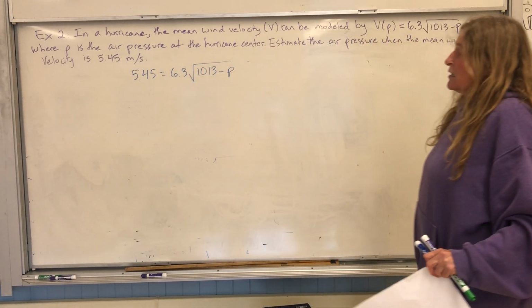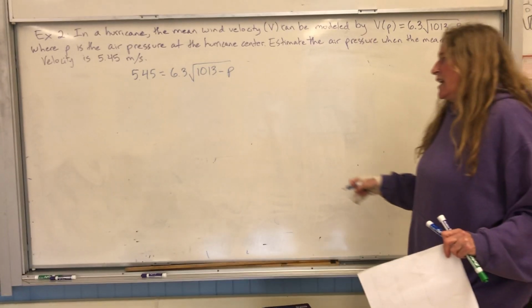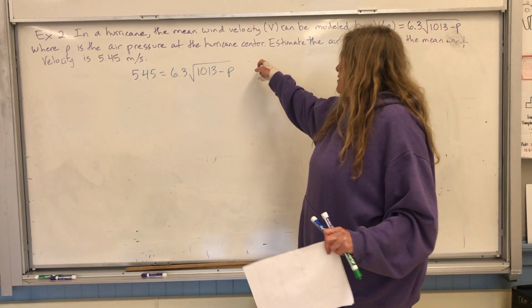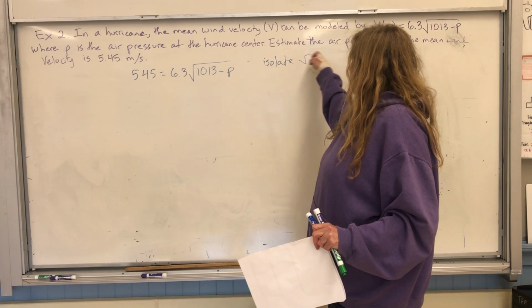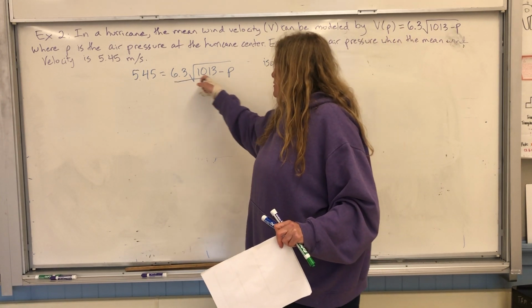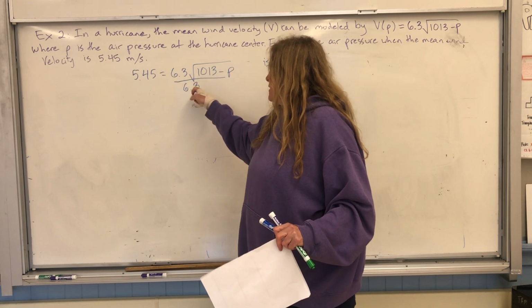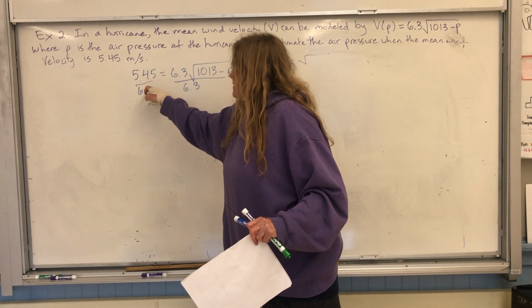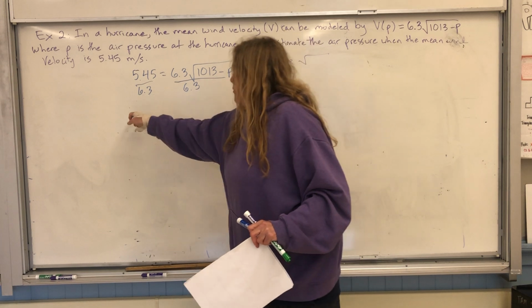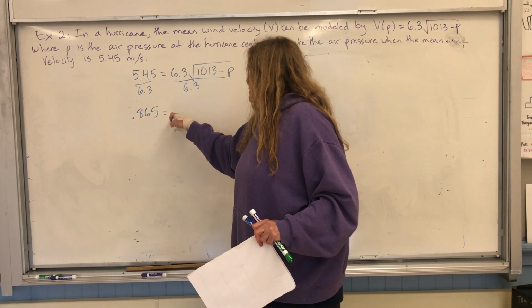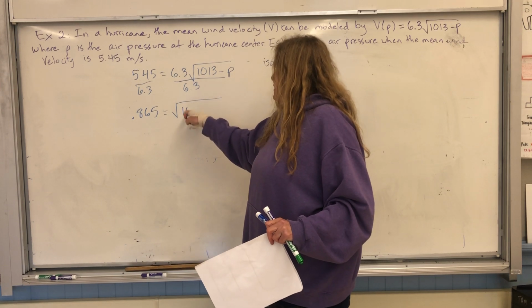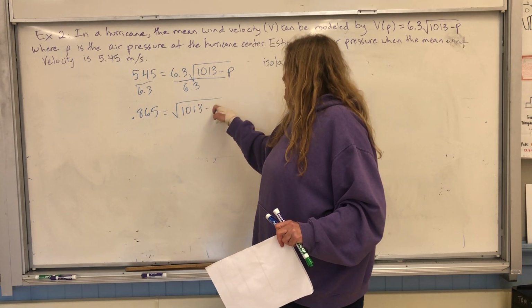Okay, so the numbers aren't going to be as pretty, but I'm going to do the same thing. I'm going to isolate the radical. And so that means I'm going to divide by 6.3. And that's going to get me 0.865 equals the square root of 1013 minus p.